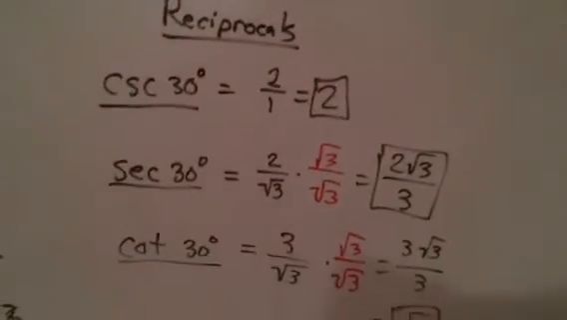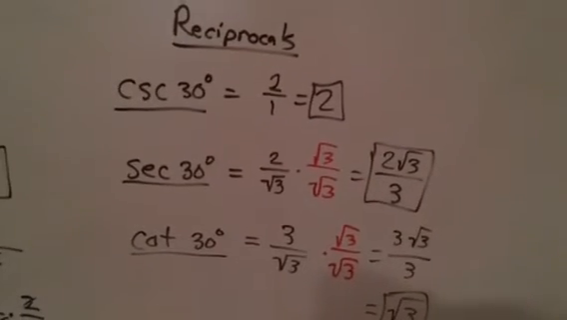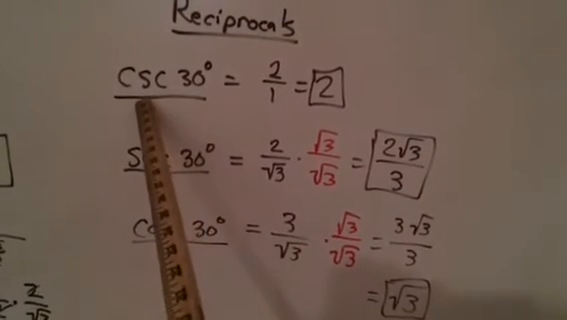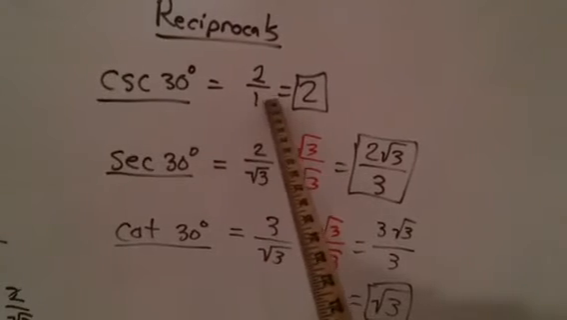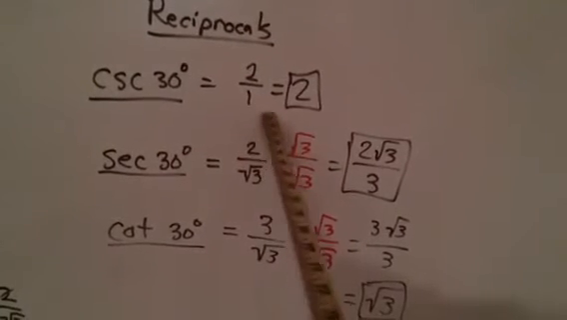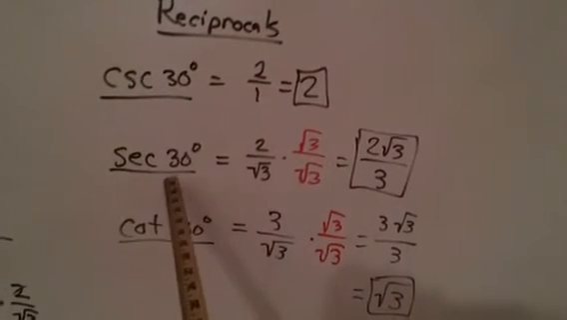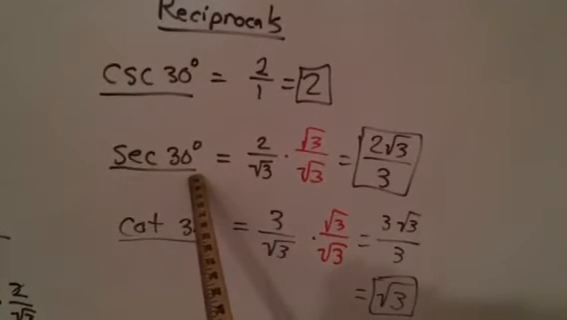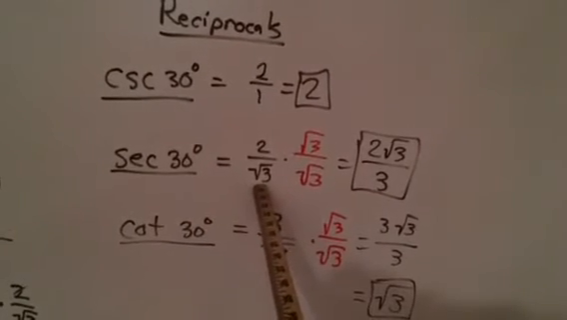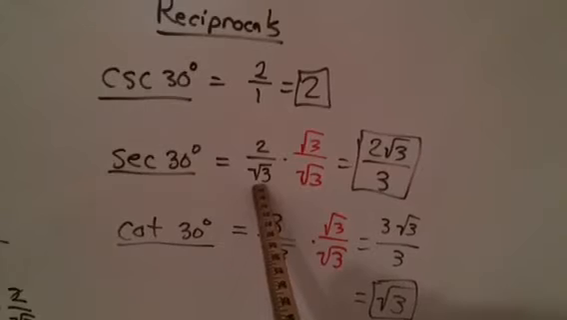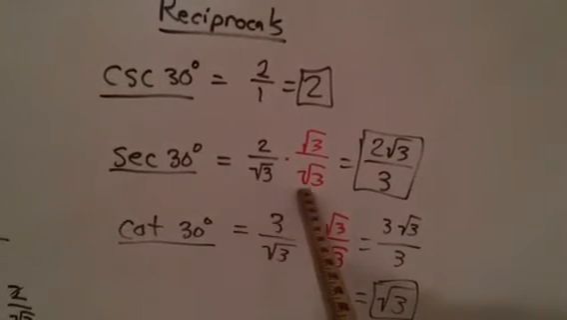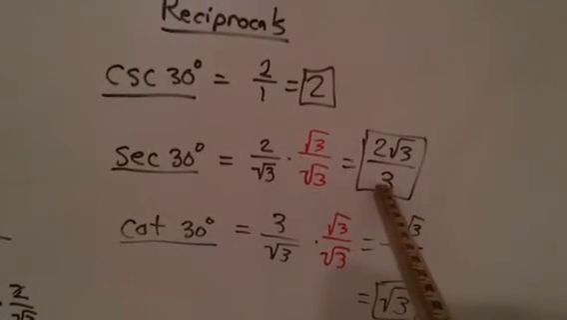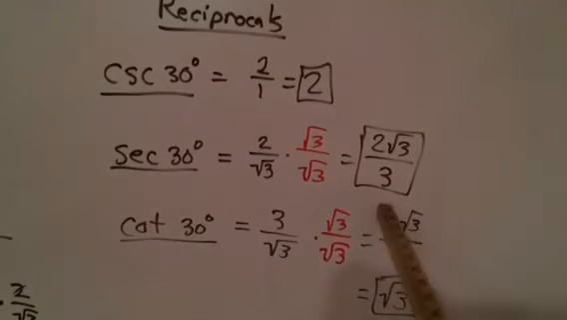The other three trig functions are just the reciprocals of sine, cosine, and tangent. Cosecant is the reciprocal of sine. Reciprocal of sine is 2 over 1, which is 2. Secant 30 degrees is the reciprocal of cosine. The reciprocal of cosine of 30 is 2 over square root of 3. Rationalize, and we get 2 square root of 3 over 3.